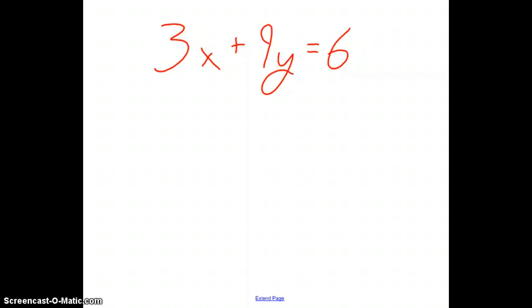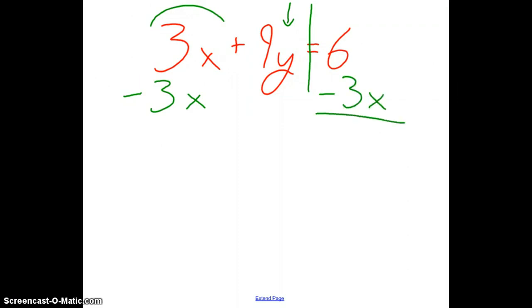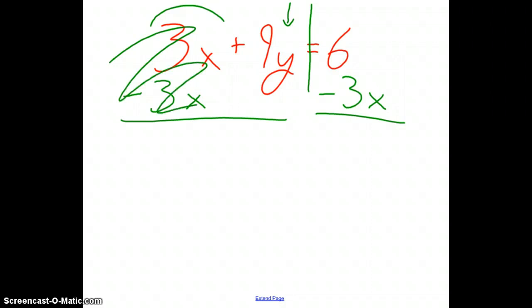Alright, we're going to look at our y value. The thing farthest away is this 3x term. So we're going to do minus 3x on both sides. I've got minus 3x here. I've got a positive 9y, so I can just bring down 9y. And here, again, they're not like terms, so I'm going to write 6 minus 3x.